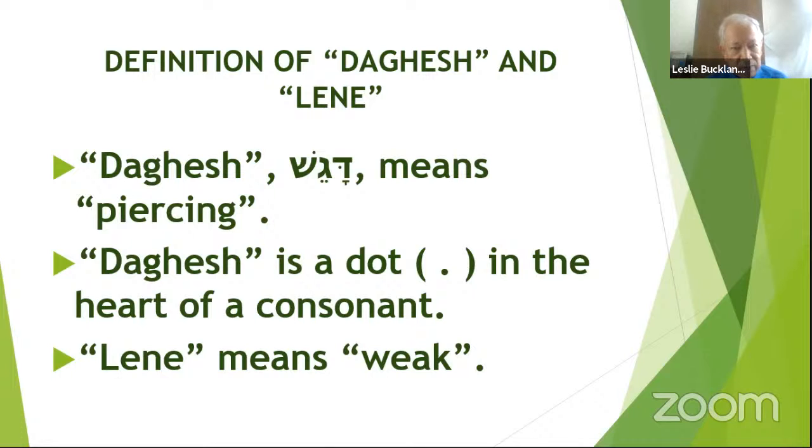It's a dot. It's like a hole that has come about as a result of a piercing of the paper, or of maybe a cardboard or a board itself. It's a dot in the heart or in the middle or center of a consonant or letter, not a vowel, but a consonant. Now, the word Lenny means weak.